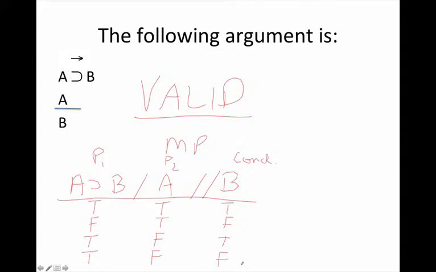And we see that although there are 2 instances, rows 2 and 4, where the conclusion is false, in each there is a false premise. So there's no row on which the premises are true while the conclusion is false.